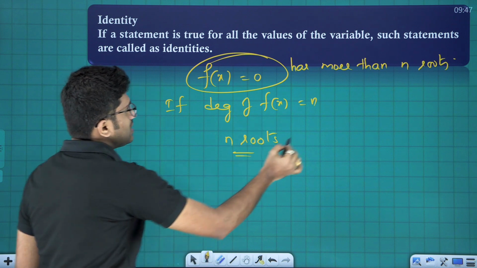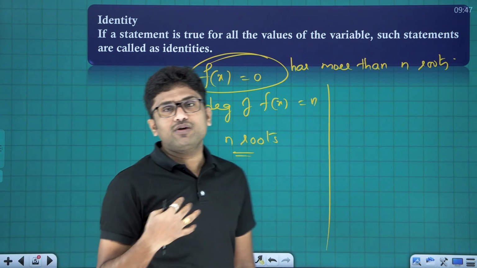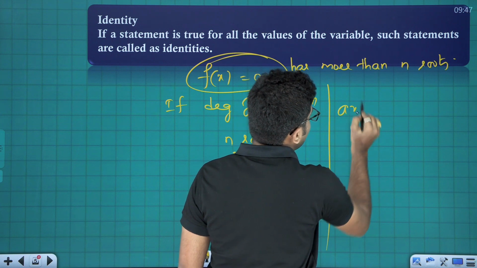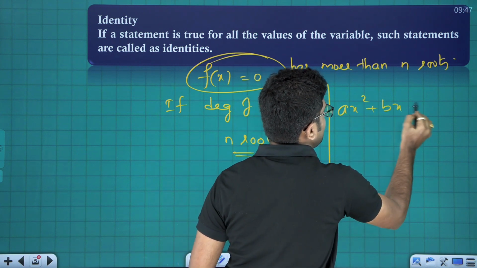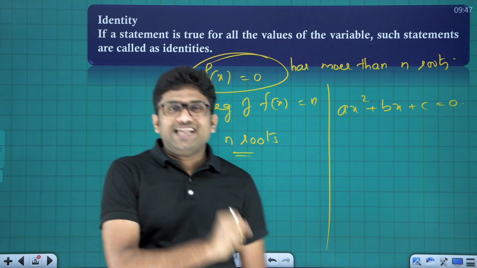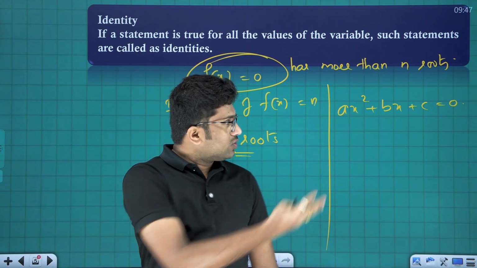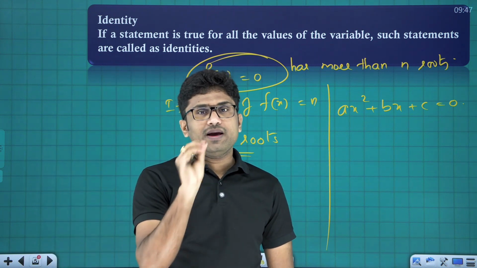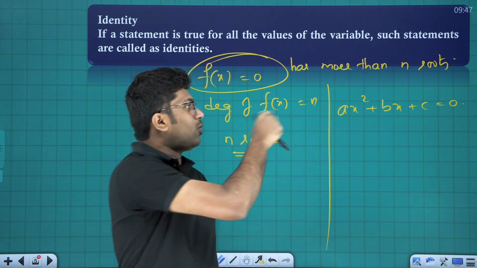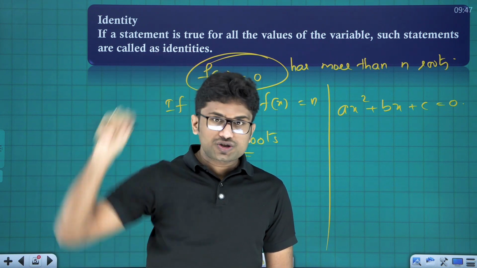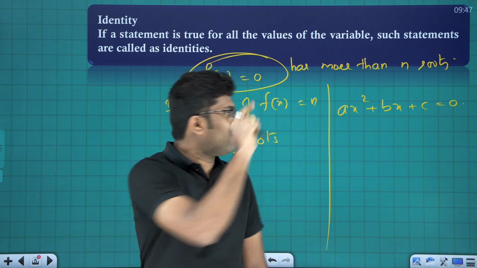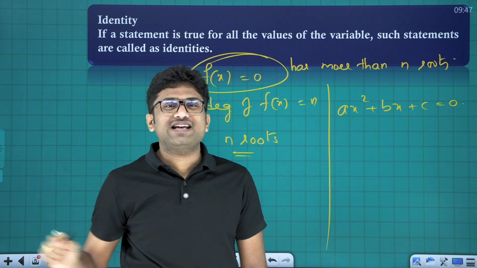Now, how do we use this identity in case of our quadratic equation? A quadratic equation is ax square plus bx plus c is equal to 0. Friends, if they say it is an identity, what do we mean by identity? This quadratic equation for sure should have two roots. But if there is a statement that a quadratic equation has some 5 roots, or 10 roots, in all those cases our quadratic equation is called an identity.